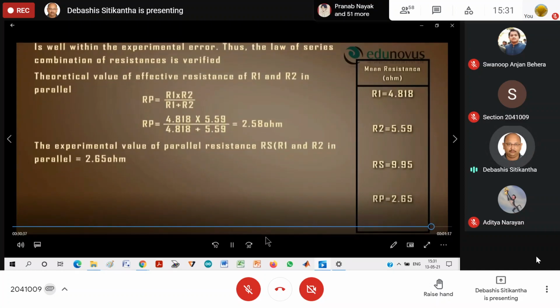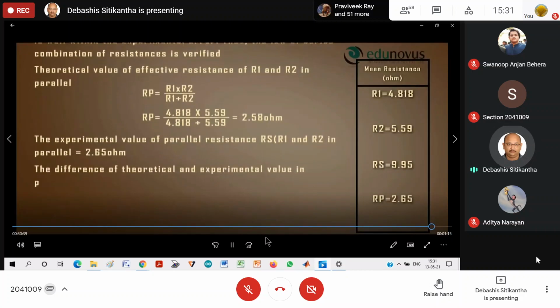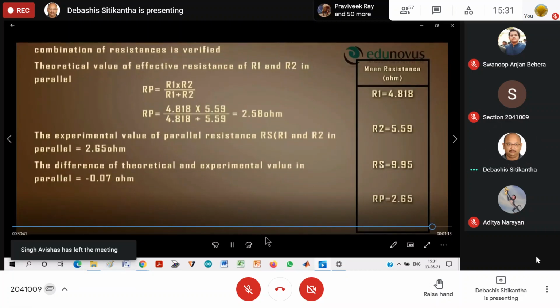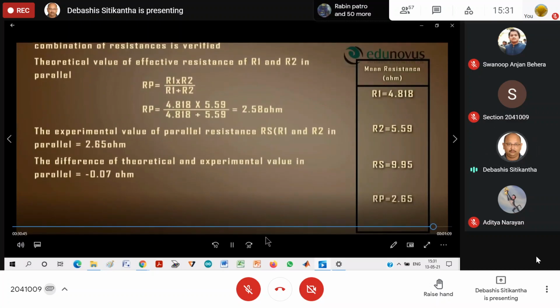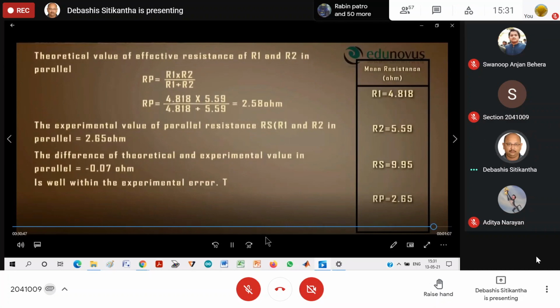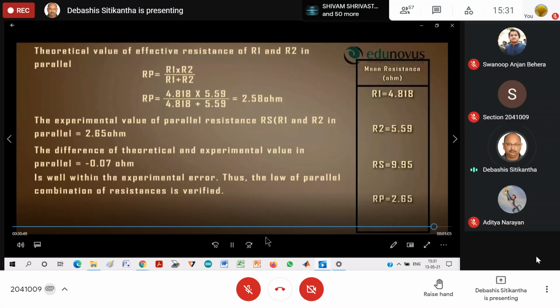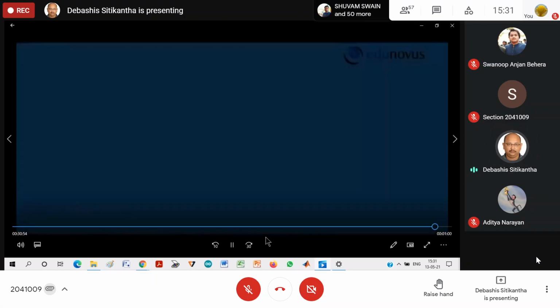The difference of theoretical and experimental value in parallel is equal to minus 0.07 ohms, which is well within the experimental error. Thus, the law of parallel combination of resistances is verified.